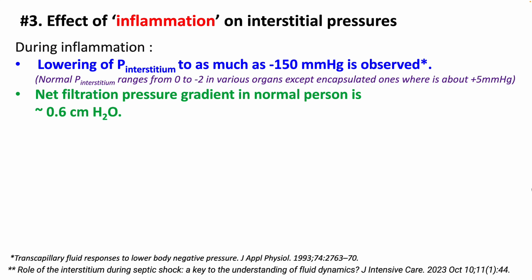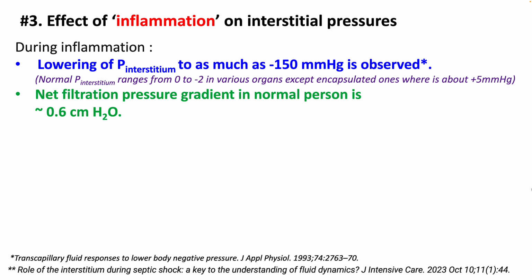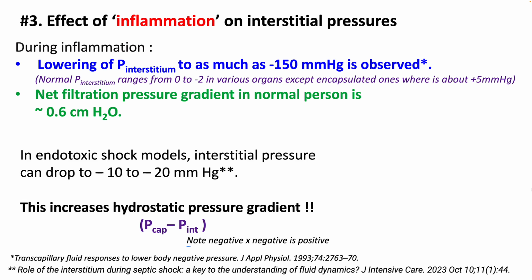What we have found is that during inflammation, your interstitial pressure can drop to as much as negative 150 millimeters of mercury. Remember that normal P interstitium ranges from 0 to -2 in various organs. And just to give you another number, net filtration pressure gradient in a normal person is about 0.6 centimeter of water. In endotoxic shock models, interstitial pressure has been seen to drop to as much as -20 millimeters of mercury in vivo models. And because of this, your hydrostatic pressure gradient increases by a lot.